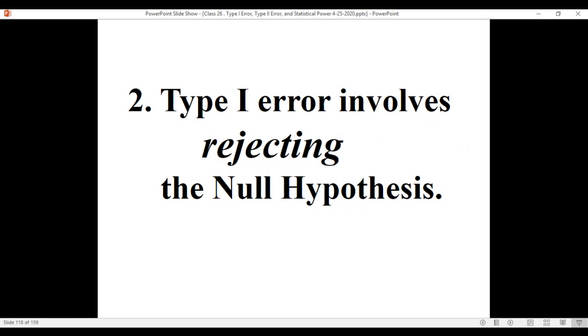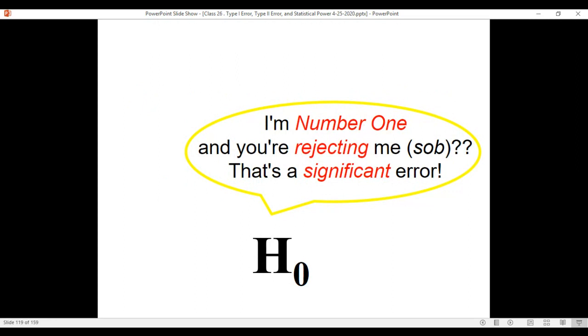Now, the second thing you want to remember is that type 1 error involves rejecting the null hypothesis. Right? Type 1 is about rejecting the null hypothesis. Type 2 is about accepting the null hypothesis. So here's another dumb cartoon to help you remember that type 1 error is the one that's about rejecting the null hypothesis. Okay, so the null hypothesis is narcissistic and thinks he's number 1.